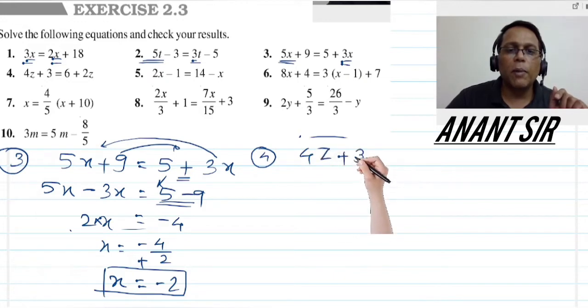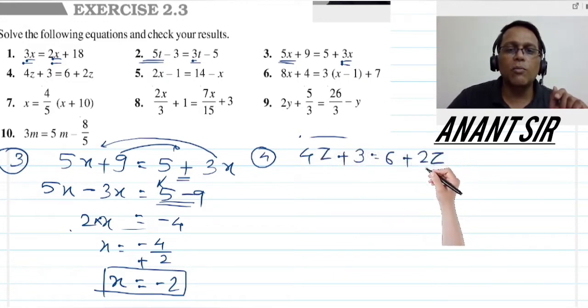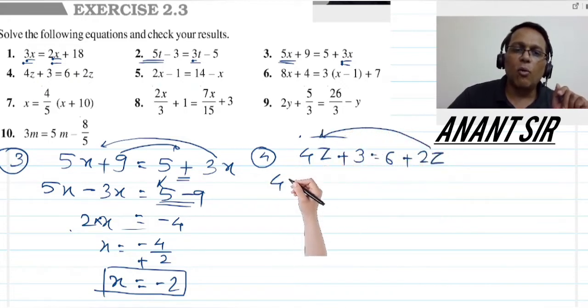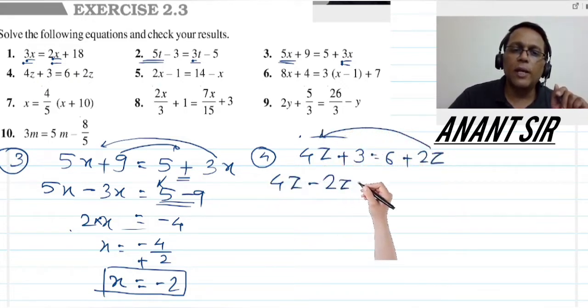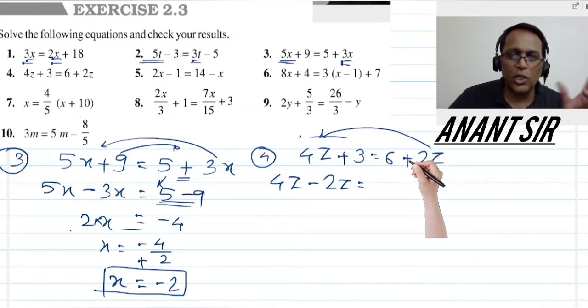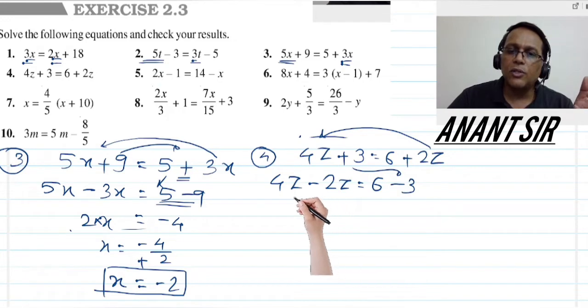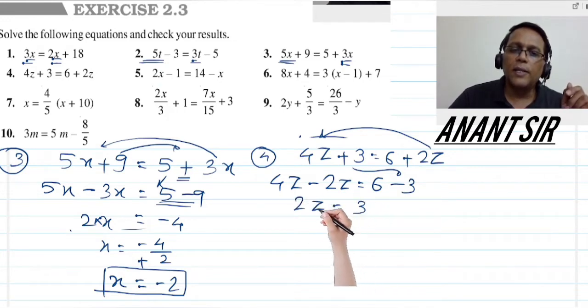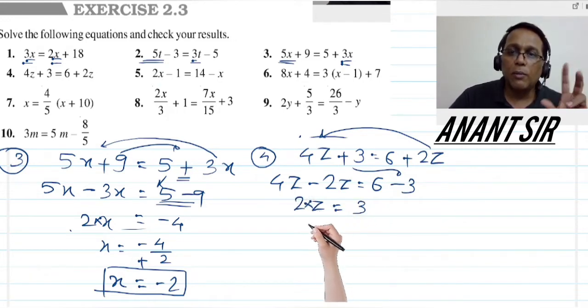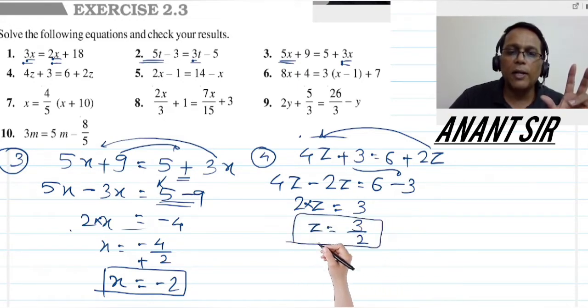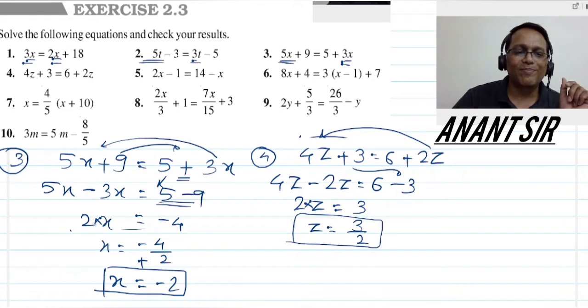4z plus 3 equal to 6 plus 2z. Now I'm taking this z on the one side, 4z will remain as it is, 2z gets its sign changed, plus 2 became minus, 6 as it is, plus 3 became minus. So 2z is equal to 3. Now there is multiplication between 2 and z. So when 2 comes to the other side, multiply becomes divide. So z is equal to 3 by 2.